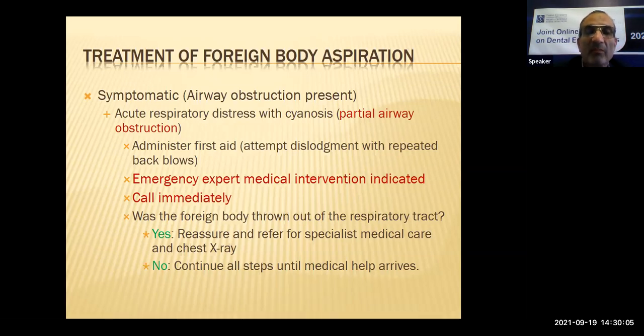We try the back blows, and if the foreign body is thrown out of the respiratory tract, it's good and it is not an emergency. We can refer the patient to the hospital for a full examination and a chest X-ray. And if it's not successful, we must continue all steps until medical help arrives.